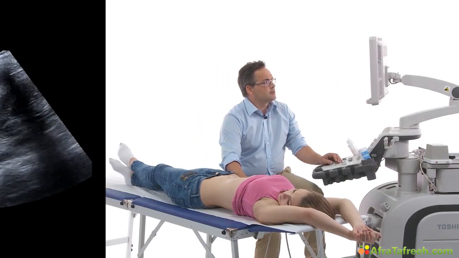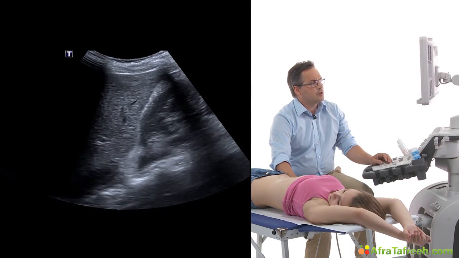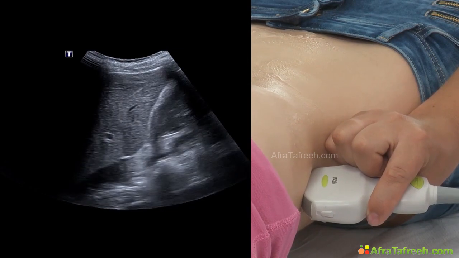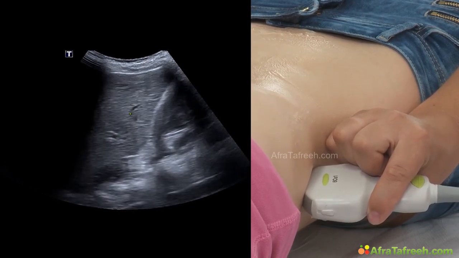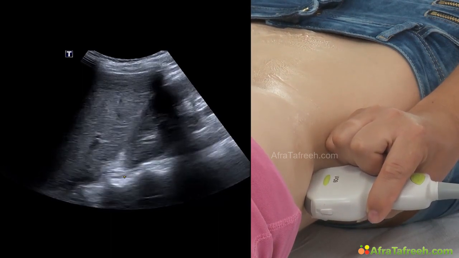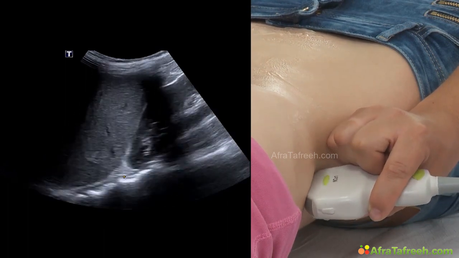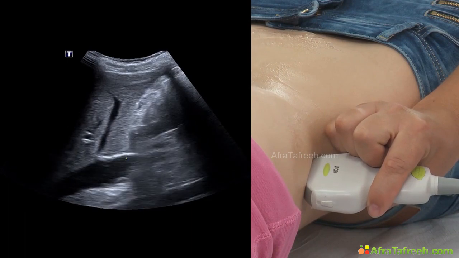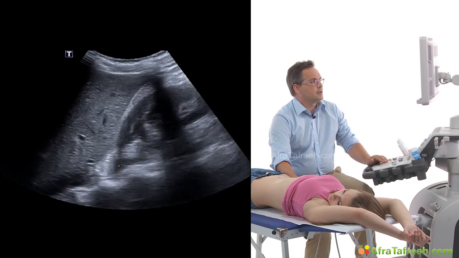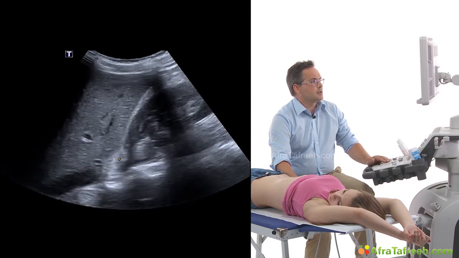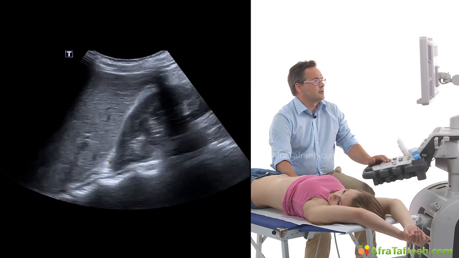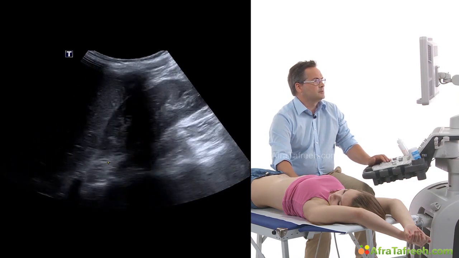To display the adrenal gland on the right side, we use a longitudinal scan in a very lateral position, and we display our landmarks: liver, kidney, spine, and the IVC. And in the region in between the liver, the kidney, and the IVC, we can detect this triangular structure over here.